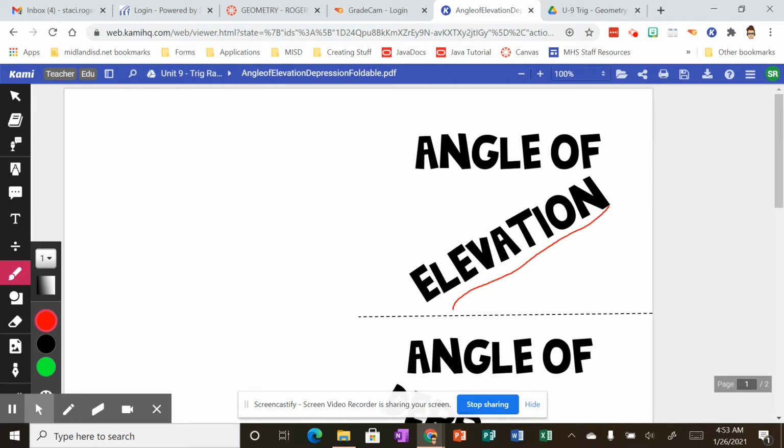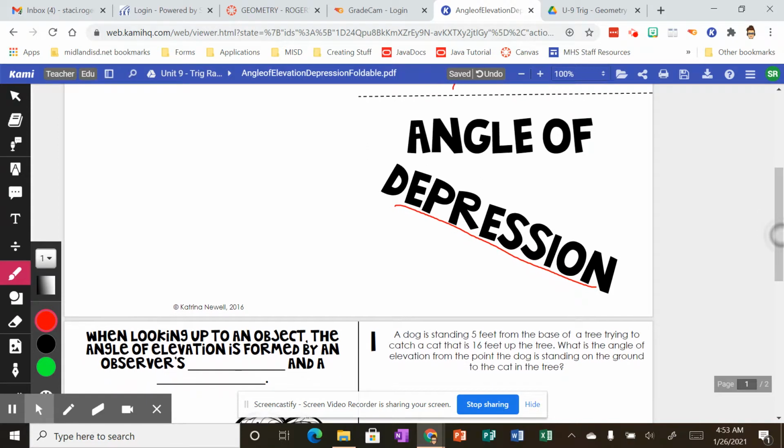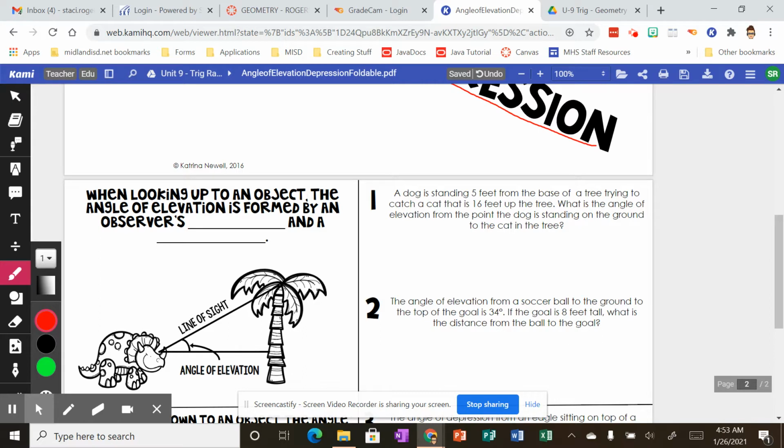Angle of elevation is this one right here, and angle of depression, which is not being sad, is how you look at a picture, or look at an object. When we talk about angle of elevation, yes, there are word problems, but we'll overlook that for a minute. When looking at an object, the angle of elevation is formed by an observer's line of sight and a horizontal line.